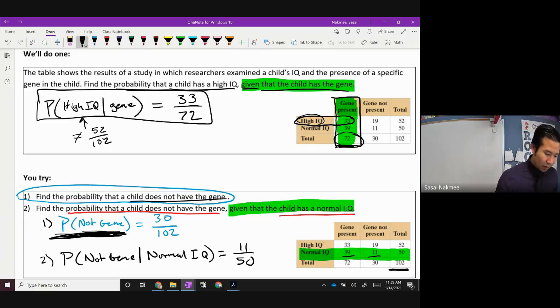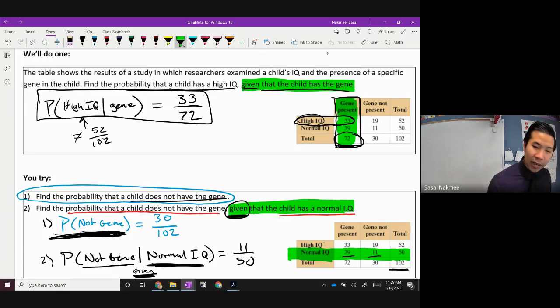But part two, right? Why do I have this vertical line right here? This vertical line represents the word given. It's like a shortcut, so you don't have to write out the word given. So whenever you see the phrase given, this is the notation for it. It's this vertical line. And the way we read this is the probability that the child does not have the gene given they have a normal IQ. So that's how the things in the parentheses came to be, right? And usually the part that's in the given part of it, that's what I usually highlight on the chart. Does that make sense? Like, given that the child has a normal IQ, I looked at the normal IQ and I looked at all the values for that one only.